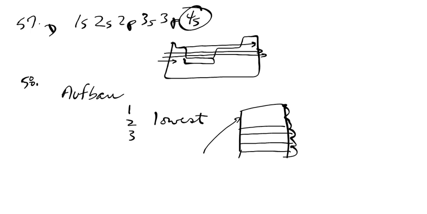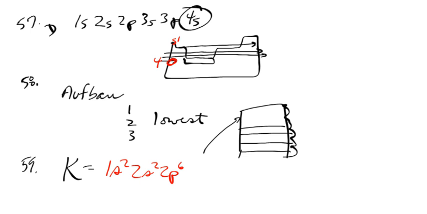The electron configuration for potassium. Potassium is right here at 4s1. So it's going to be 1s2, 2s2, 2p6, 3s2, 3p6, 4s1. I count them up: 2, 4, 10, 12, 18, 19. Potassium has 19 electrons. I've accounted for the electrons. Number 60.